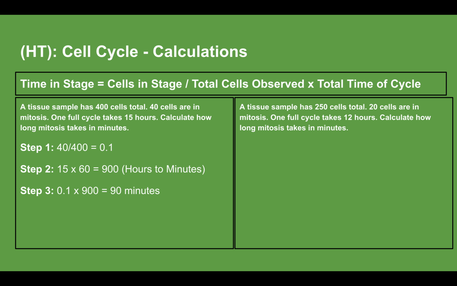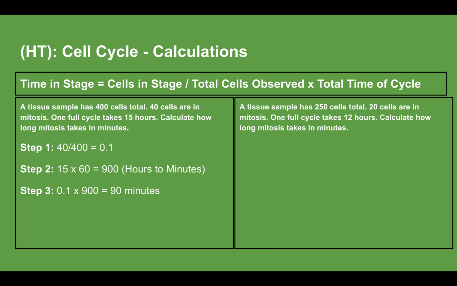If you're a higher tier, you need to continue watching this video because I'm going to explain how you calculate the cell cycle in minutes. So the formula provided is above. As you can see, the time in stage equals cells in stage divided by total cells observed, multiplied by the total time of cycle. We will work through the first question together, and then I will provide the second one for you to work through on your own.